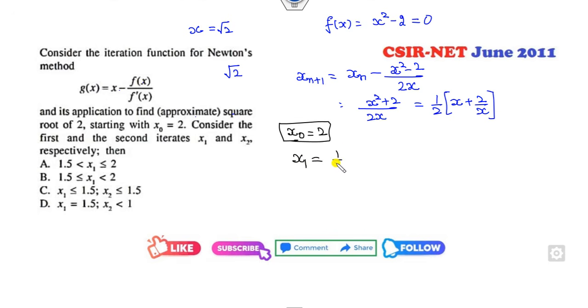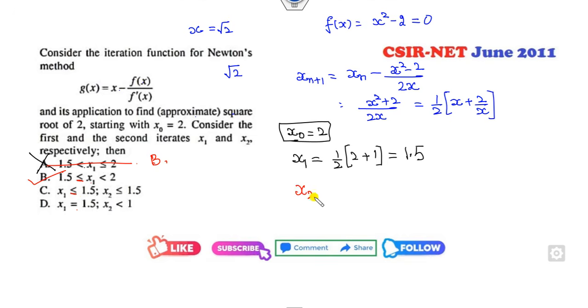If I substitute the value, 2 plus 1, 1.5. x1 is 1.5. It's the open interval, so the first option will be cancelled out. x1 is the equality. Yes, B is the correct answer. x1 is 1.5, x1 equality is also there.